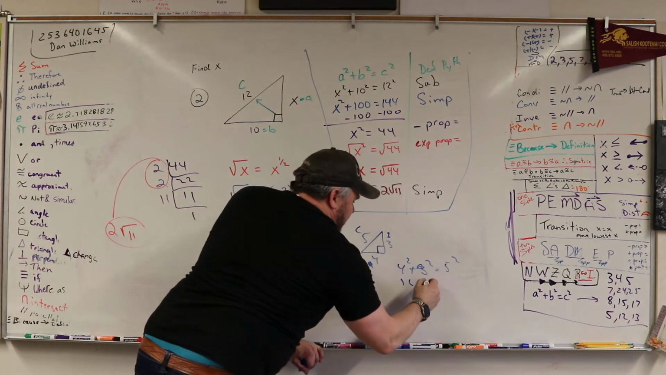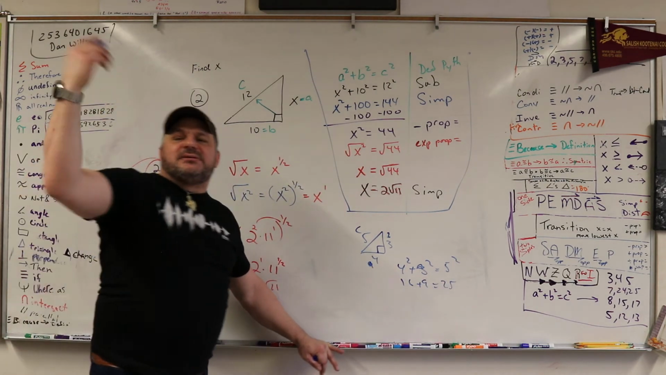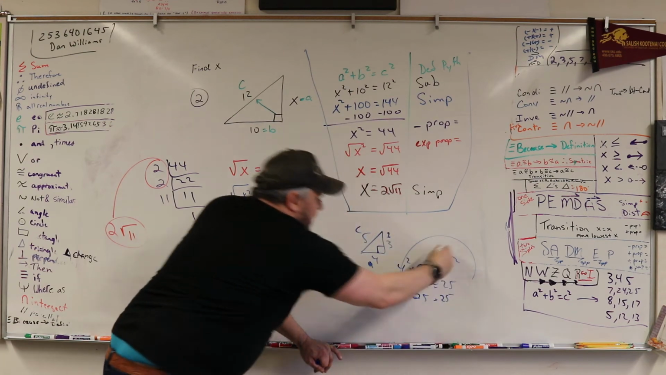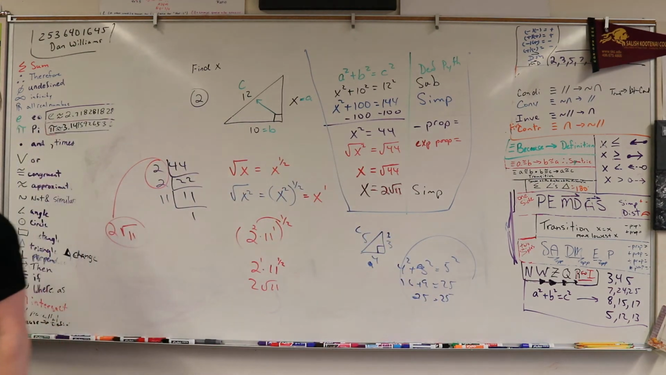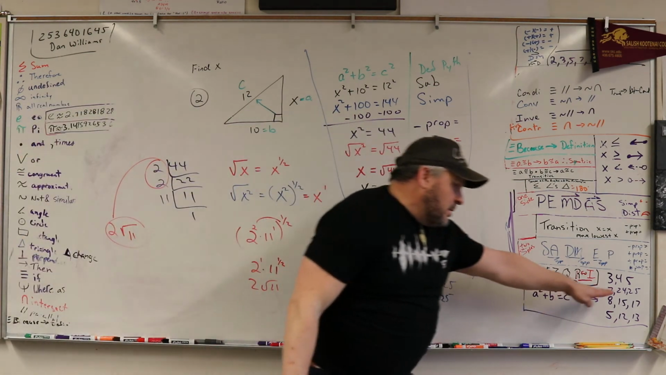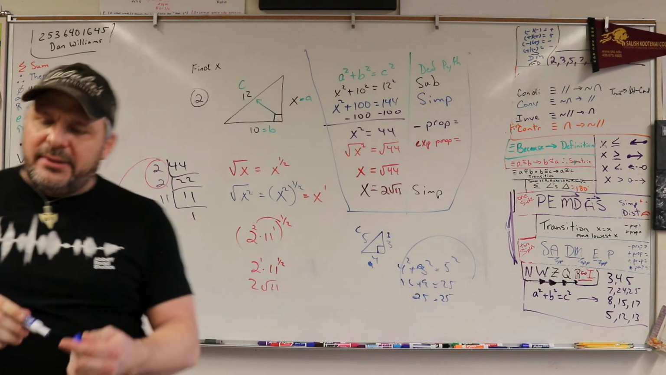16. What's 3 squared? That's 9. What's 5 squared? That's 25. What's 16 and 9? That's 25. So 25 equals 25. And that's how it works, guys. That's a Pythagorean triple. So it's really important to have these down. And I'm going to show you why.